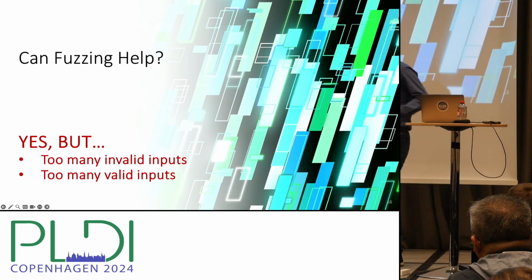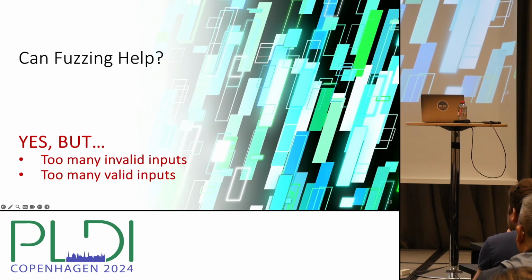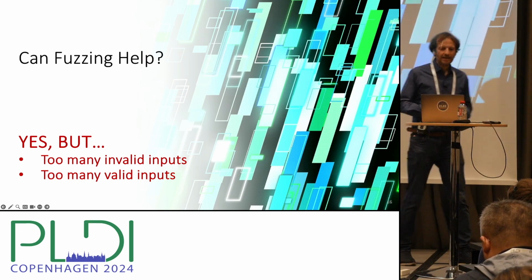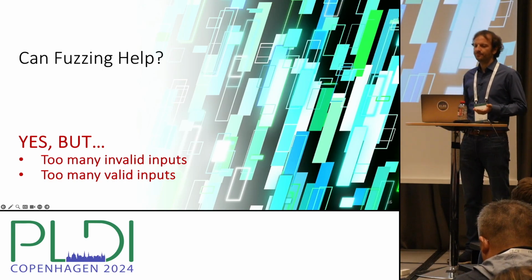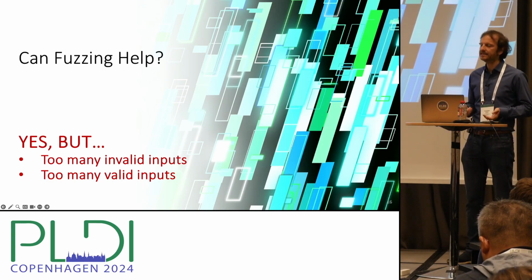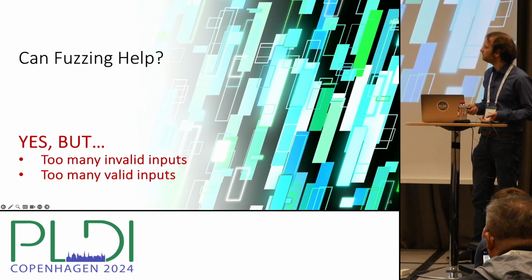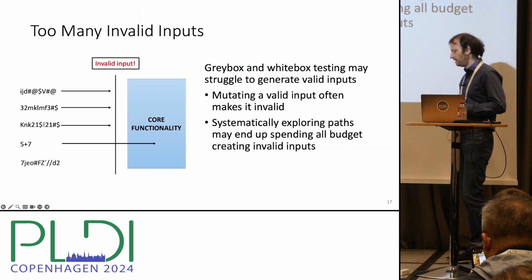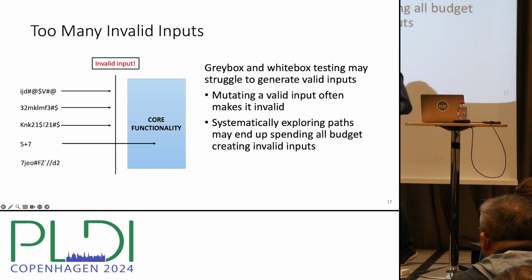So I think the answer is yes, but. All right, so I'm going to tell you about some of the challenges. I'm going to start with the fact that fuzzing tends to generate either too many invalid inputs or too many valid inputs, okay? I think with too many invalid inputs, it's easier to understand that this is a problem, right?